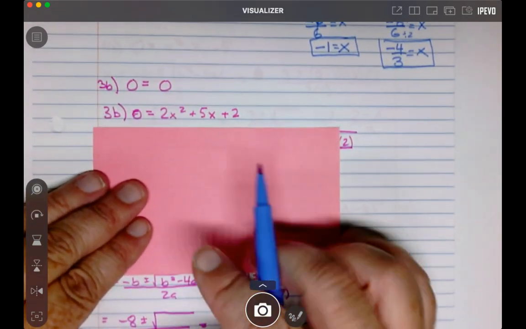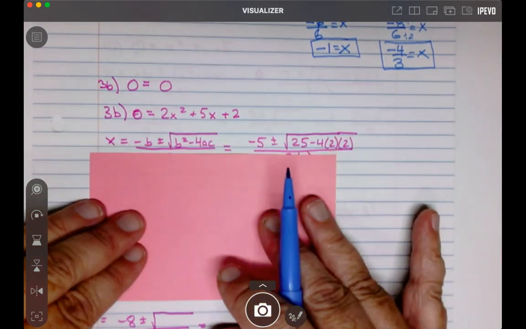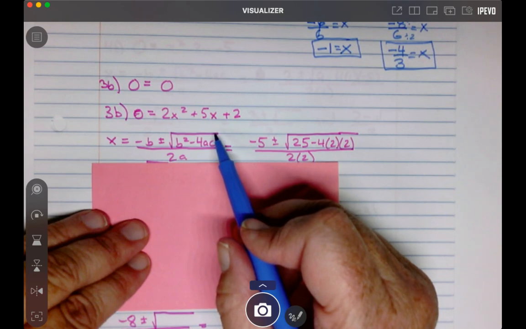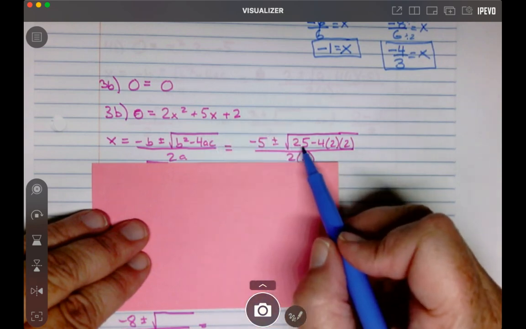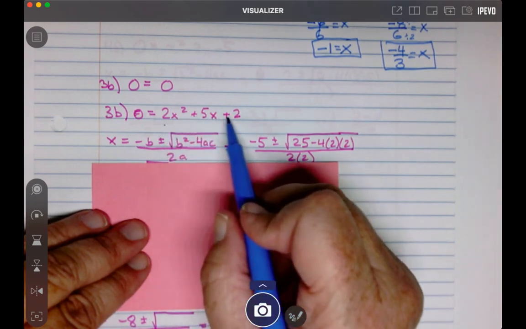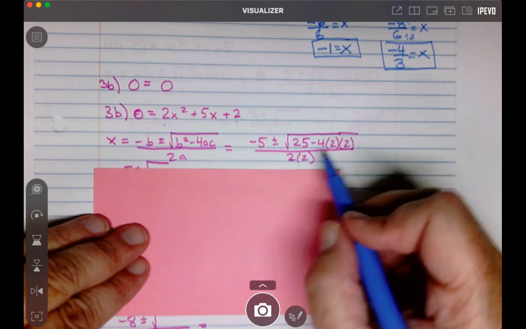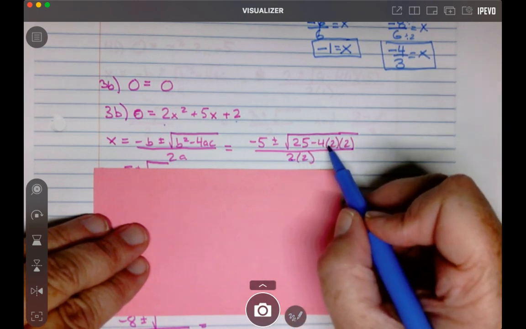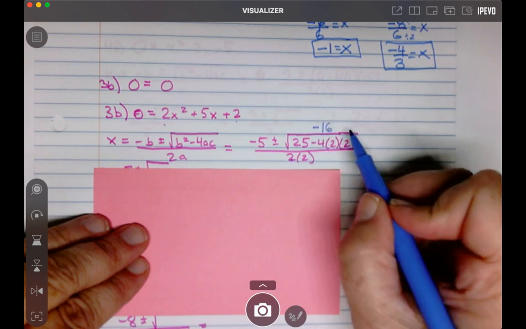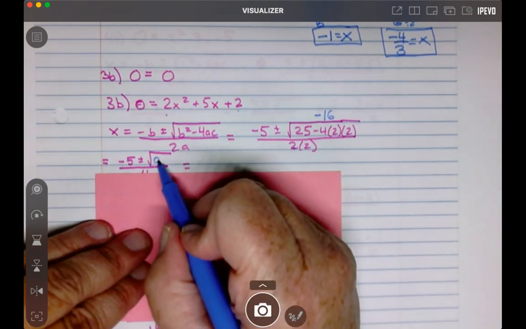All right, here's our next problem. A, B, and C are all positive numbers. And I wrote my quadratic formula out again. Negative b is negative 5. B squared, 25, minus 4 times a times c, all over 2a, which in this case is 2 times 2. So negative 4 times 2 is negative 8 times 2. This is going to be a negative 16. 25 minus 16. Well, that equals 9.